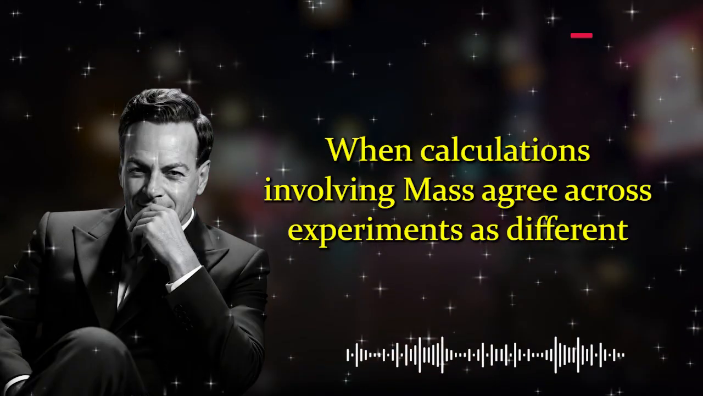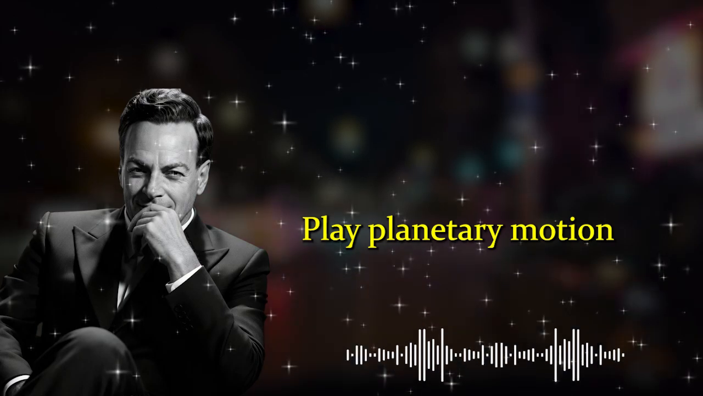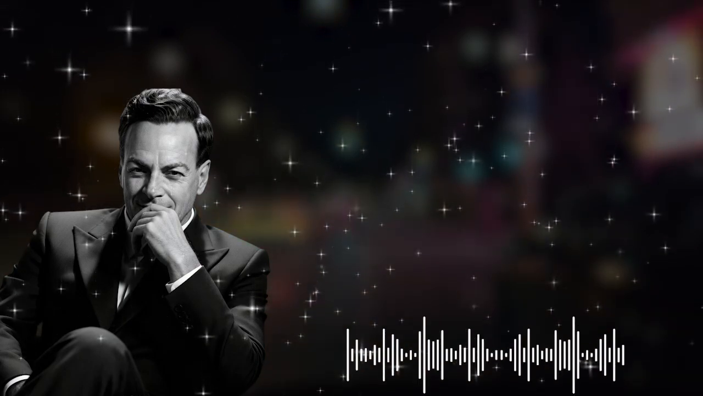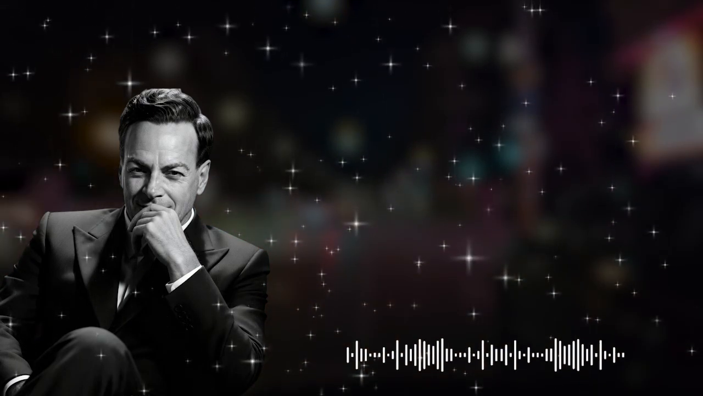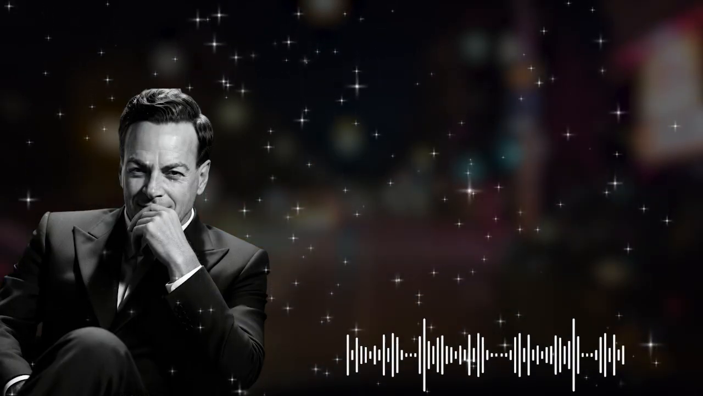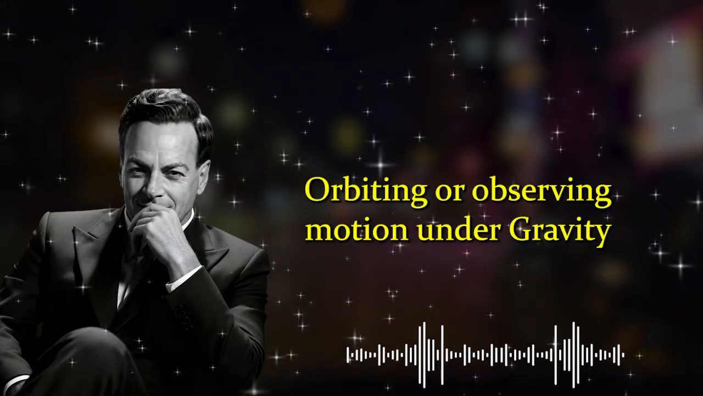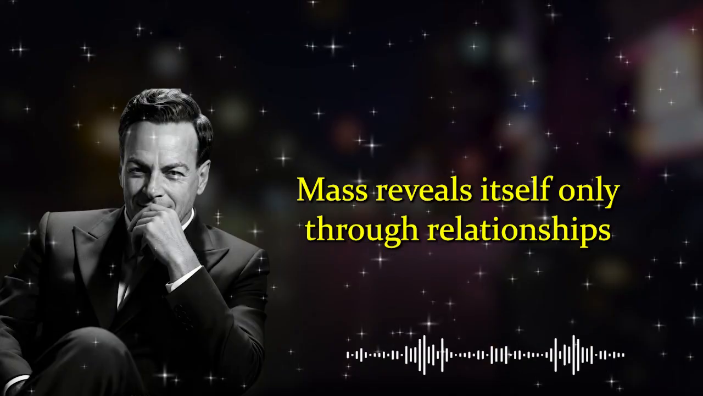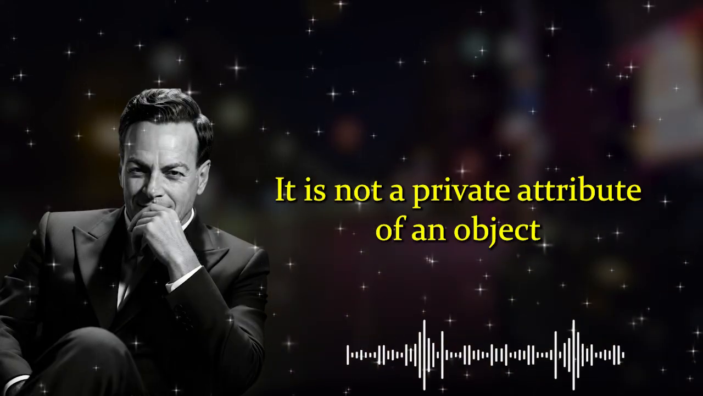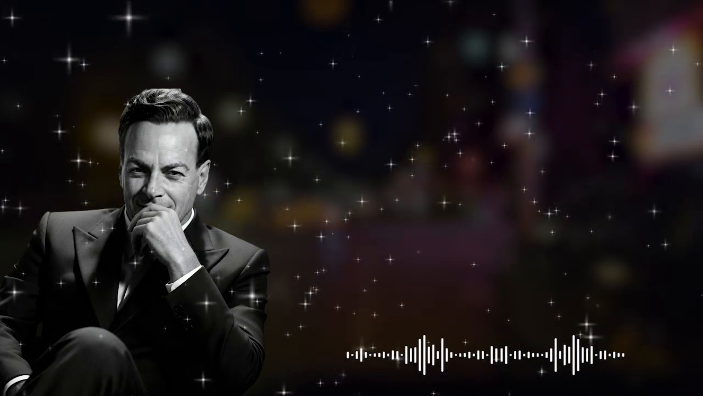When calculations involving mass agree across experiments as different as particle collisions, planetary motion, and atomic measurements, the concept earns its place as fundamental. It also explains why mass cannot be defined in isolation. You cannot measure mass without interaction. You measure it by pushing, pulling, colliding, orbiting, or observing motion under gravity. Mass reveals itself only through relationships. It is not a private attribute of an object. It is how that object participates in physical processes.